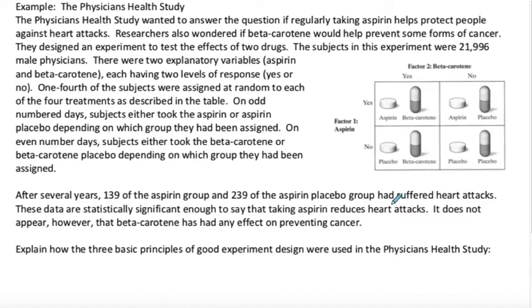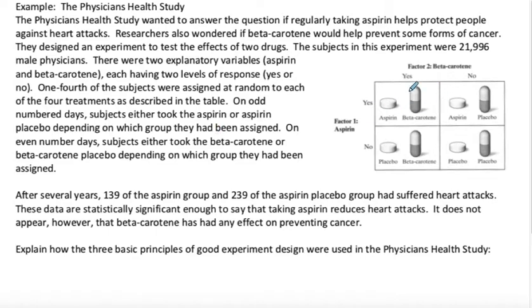Our last example here says the Physicians' Health Study. It says this study wanted to answer the question of whether regularly taking aspirin helps protect people against heart attacks. Researchers also wondered if beta carotene would help prevent some forms of cancer. They designed an experiment to test the effects of these 2 drugs. The subjects in this experiment were 21,996 male physicians. There were 2 explanatory variables, aspirin and beta carotene, each having 2 levels of response, yes or no. One-fourth of the subjects were assigned at random to each of the 4 treatments as described in the table.